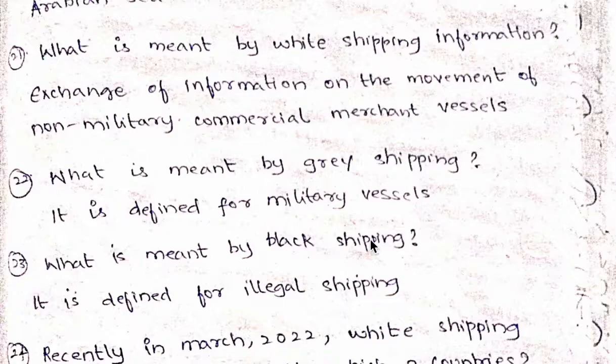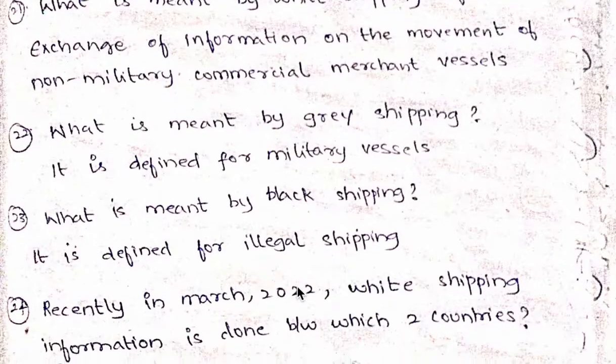Okay, white shipping means non-military commercial merchant vessels, grey shipping is related to military vessels and black shipping is related to the illegal shipping. Remember these types of shipping, these are very important.